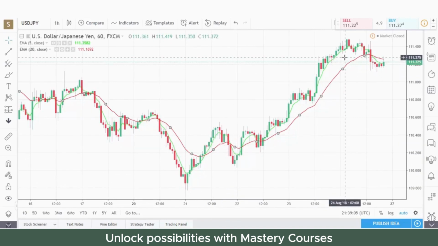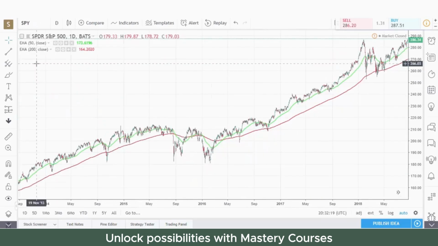short-term time frame. And now let's take a look at an EMA pair on a daily chart for a stock. Let's take a look at a daily EMA for the S&P 500. This is a 50 and 200 day EMA, which is fairly common for identifying long-term trends in markets and stocks.